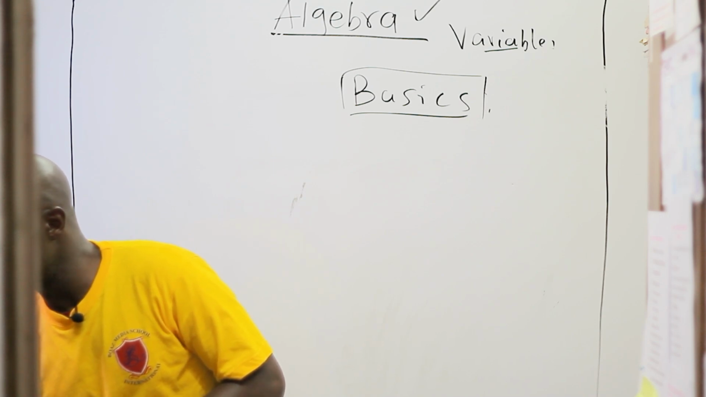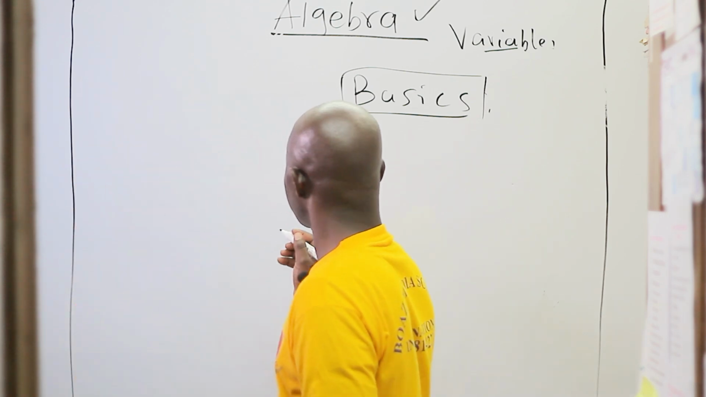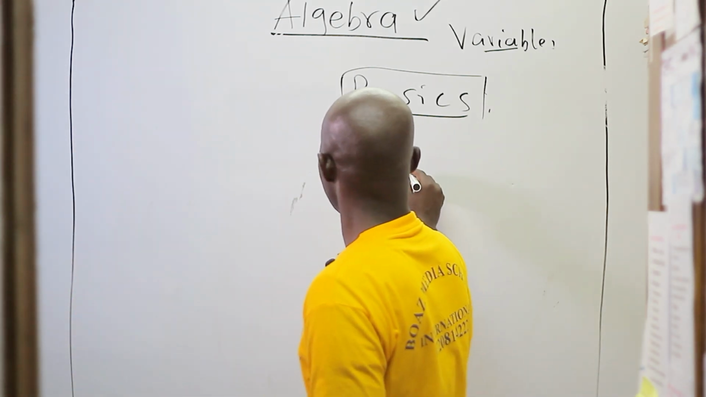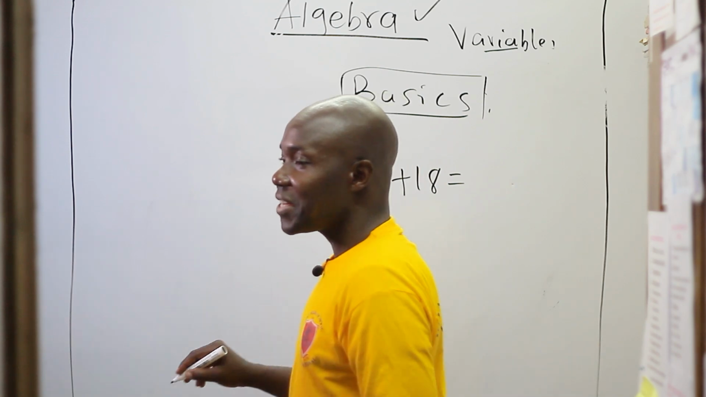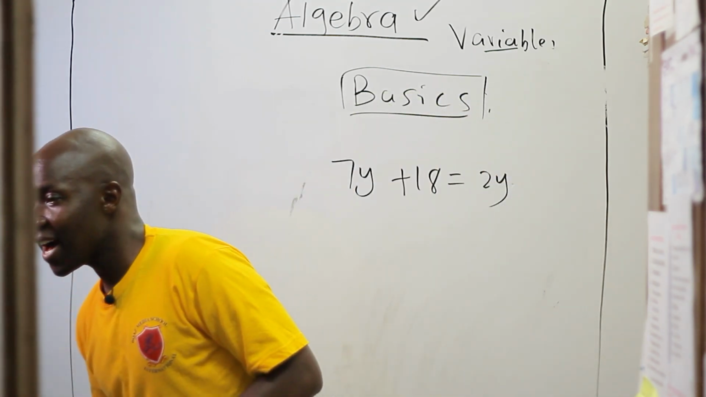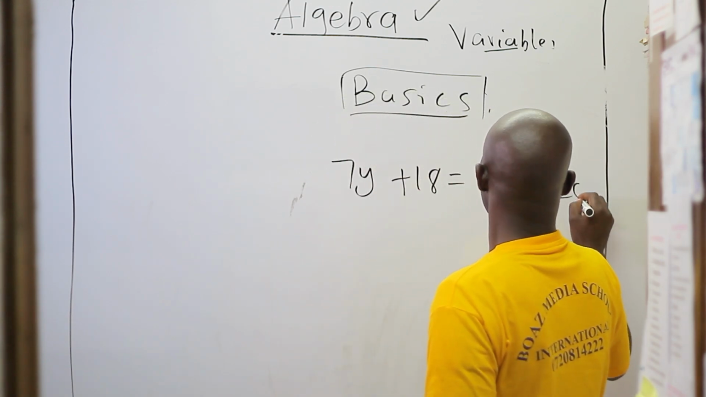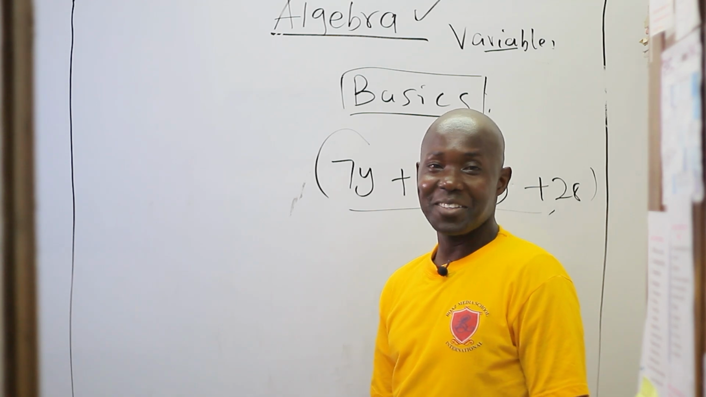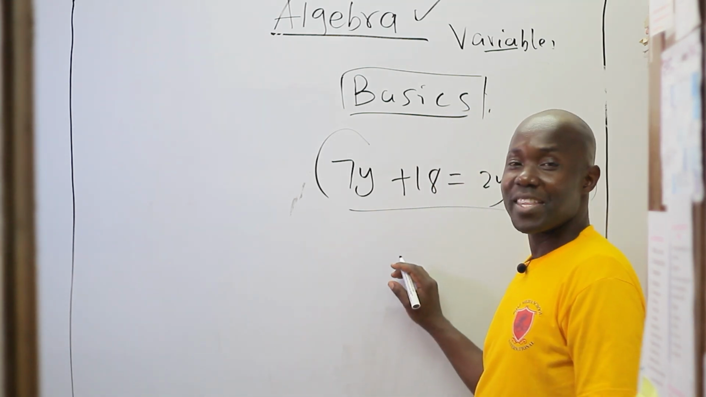So let me give you one more, guys, that you are going to try by yourself. The last one I'm giving here is 7y + 18 = 2y + 28. I'm not going to do it, I'm leaving you to go and test it. We will pick up from here tomorrow so that we check if you really got the answers.